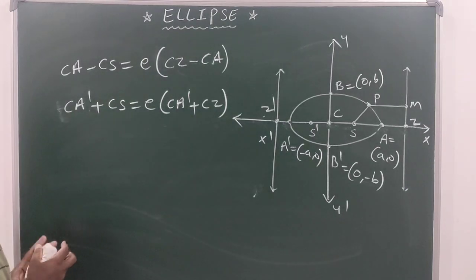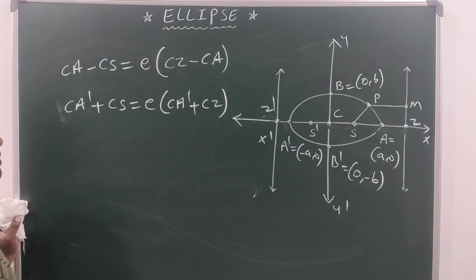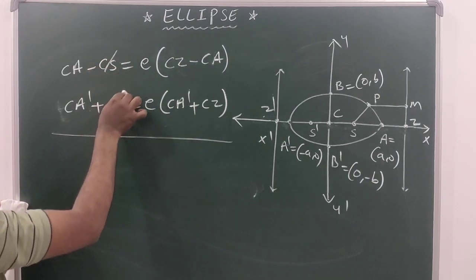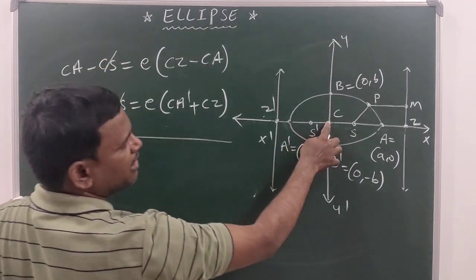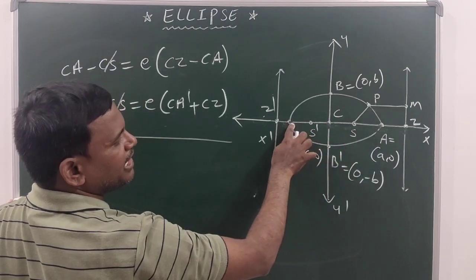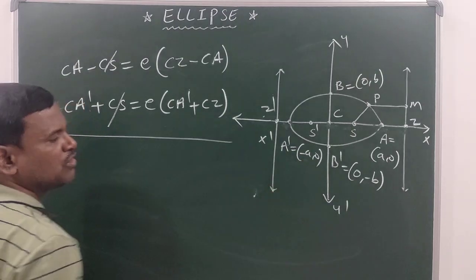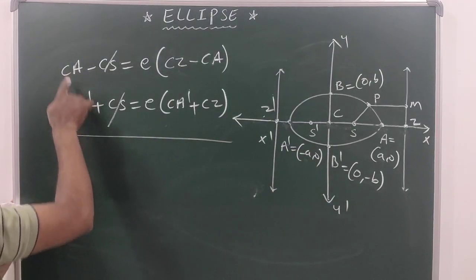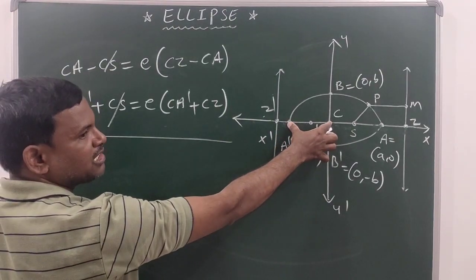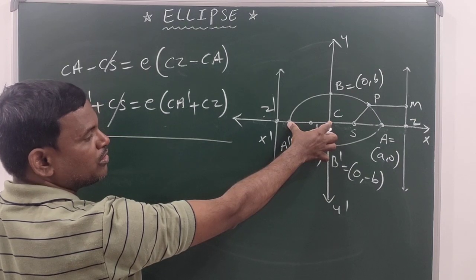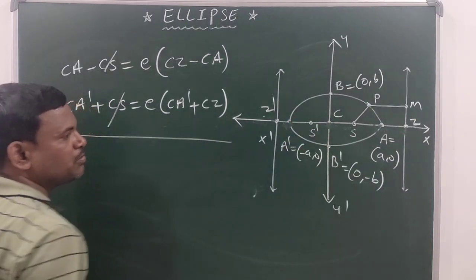So now I am adding these two. If you add these two, what are we getting? These two get cancelled. So in this figure, CA length is equal to CA dash. How much is CA? Small a. CA dash length is also small a. Both are distances, so don't take it as minus a. It is a length, so it should be expressed as positive.